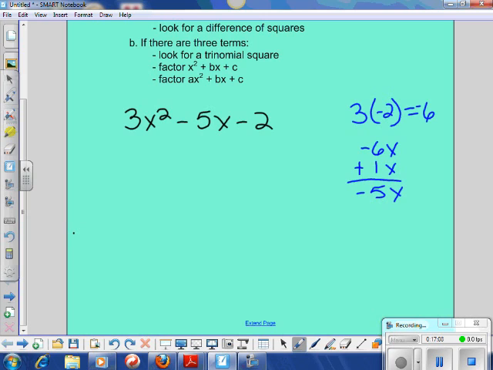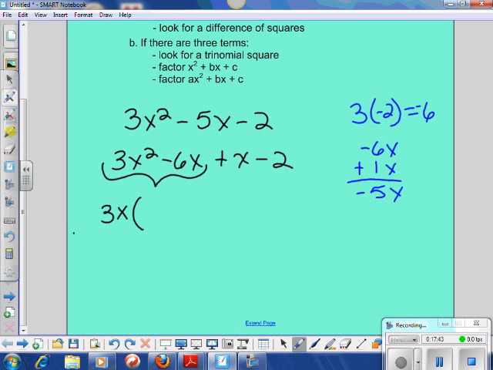So once again, we're going to rewrite this, breaking out our middle terms. So I have 3x squared, and I'm going to put the negative 6x first, just because 3 and 6 have 3 in common. So I've got plus x minus 2. Once again, I'm just going to start with my first set. What can I factor out? Start with your coefficients, 3 and 6. The greatest common factor is 3. X squared and x, the greatest common factor is x.